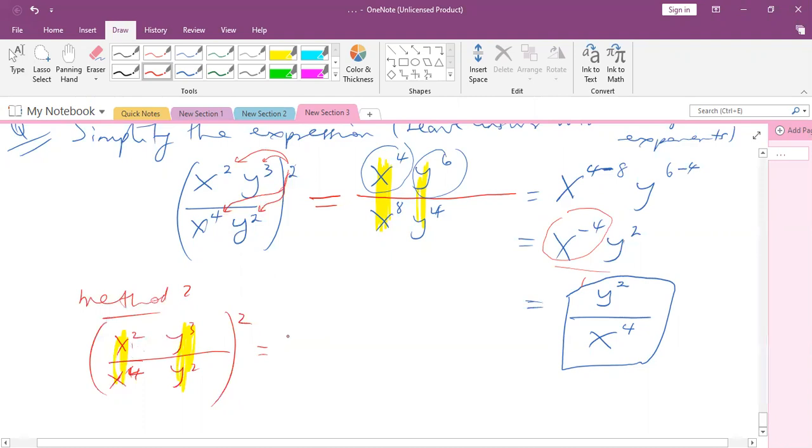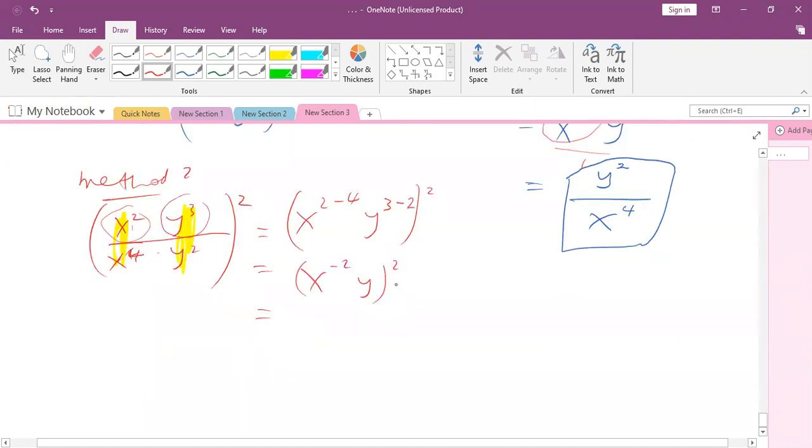I have write the top exponent. I'm going to write this down. X squared minus the lower exponent, which is 4. I'm going to write the numerator y cubed minus, I subtract that, and then all this raised to the power 2. What do I get here? X to the power -2, and this will y to the power 1. All this is squared. Now I can apply the power of a quotient rule. I multiply out the exponents, so I'll have x to the power -4, y to the power 2.